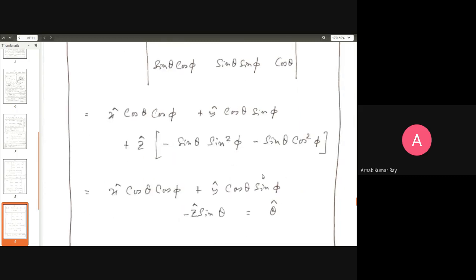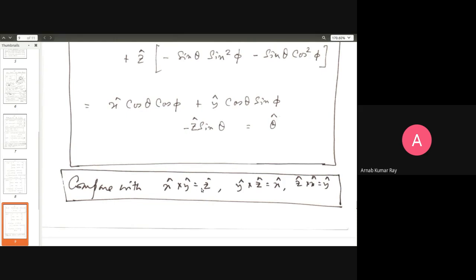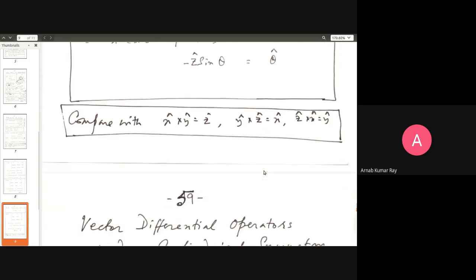So when you have all of them put together, this is what you shall get: cos theta cos phi x cap, y cap cos theta sine phi, minus, and the minus is a common factor with sine theta. Sine squared phi plus cos squared phi will be equal to 1, and that's equal to theta cap. This is exactly the sort of thing that you get, this 1 cross 2, 2 cross 3, 3 cross 1 business as you get in the XYZ coordinate system. This is the same thing that you're getting. X cap cross Y cap is equal to Z cap. Y cap cross Z cap is equal to X cap. Z cap cross X cap is equal to Y cap.